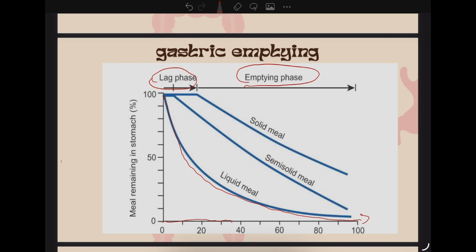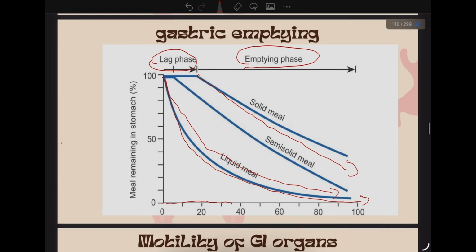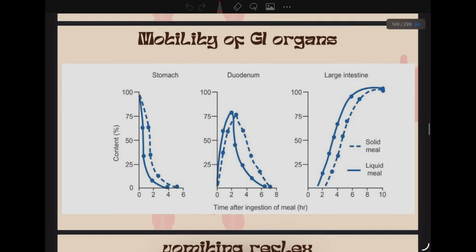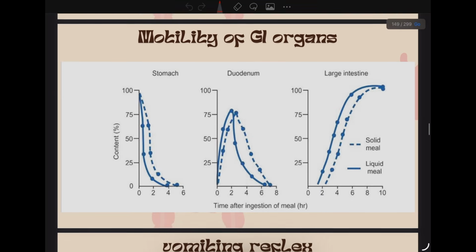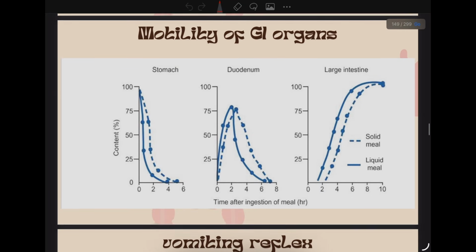But after it gets a bit ground and mixed, it starts going into the duodenum. But for liquid meals, you can see it's very smooth, no lag phase. Once you drink water, the water will start moving to the duodenum little by little. It's self-explanatory. I don't know why there are slides about this. Anyways, motility of GI organs.